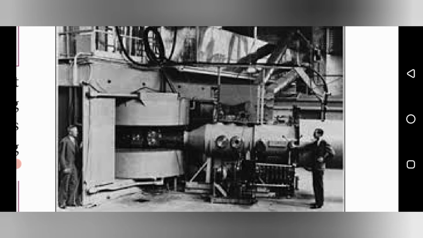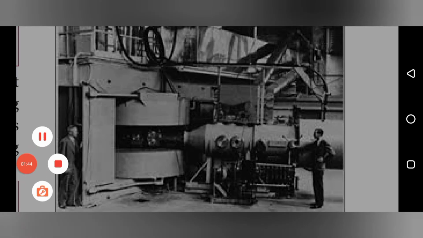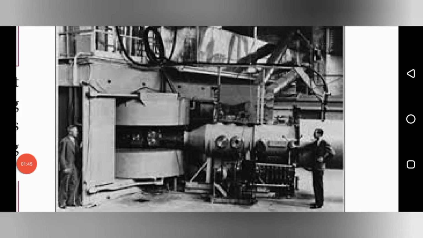and we have to find out the velocity and also the frequency, the time period for a complete oscillation, and also the kinetic energy of the charged particles. Those are all we find. So now let's see one by one: the principle, then diagram, then construction, working, and also limitations, the disadvantages, of the cyclotron.